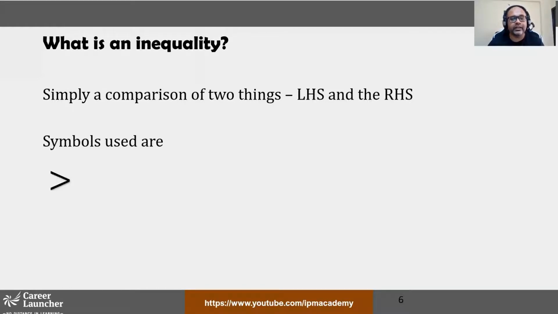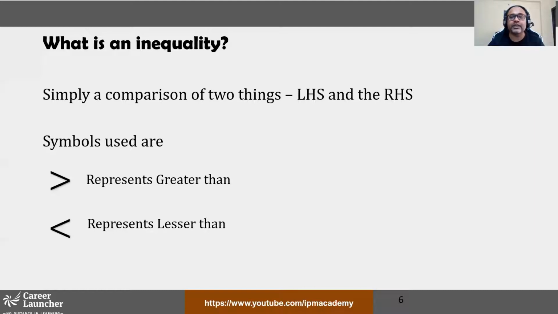The first one is this symbol, and it is basically called the greater than sign. I'm taking it very basic, guys. So if you know this, please skip. Lesser than sign, which basically represents lesser than.